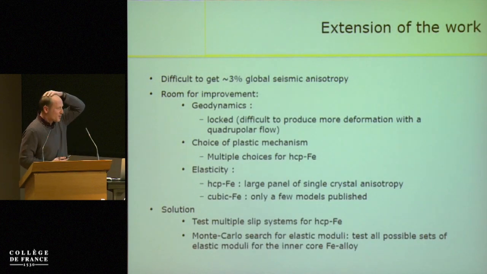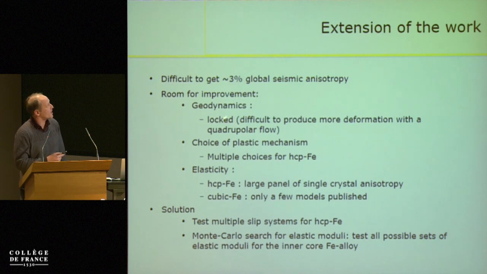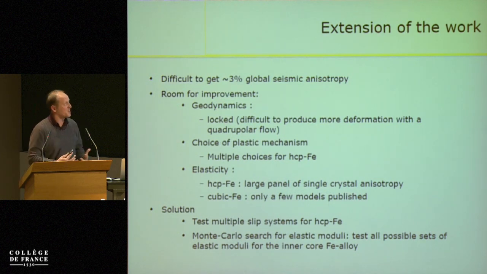And so we decided to extend the model. We had to do something. In terms of geodynamics, we were locked. Our model gives a lot of deformation already, and if that doesn't work, it's going to be hard. We didn't try everything for HCP yet, so we have multiple choices of plasticity. And then we decided to just move away from the published elastic constants. Maybe that's the issue. It's really hard to calculate or measure elastic constants under those conditions.